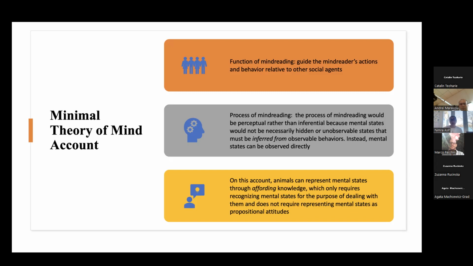But on this account, the animals can represent mental states through affording knowledge. So the assumption that you need to represent mental states as propositional attitudes is being rejected. Instead, the minimal mind reader would not represent mental states as factive inner representations of others, and would not assign these mental states to others as mental properties. There's no attribution. They're just representing them using practical knowledge.